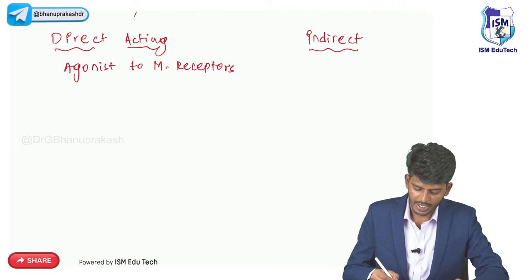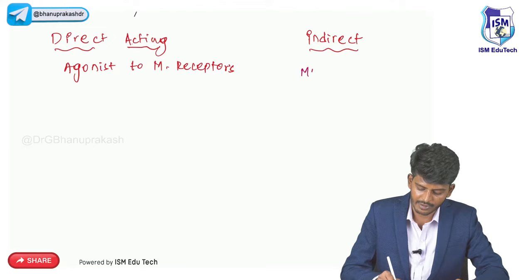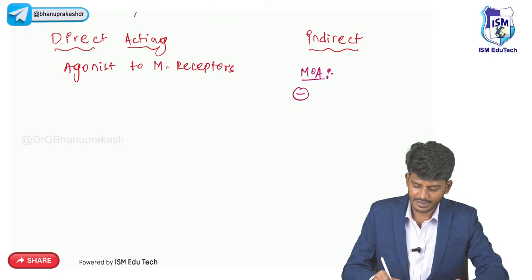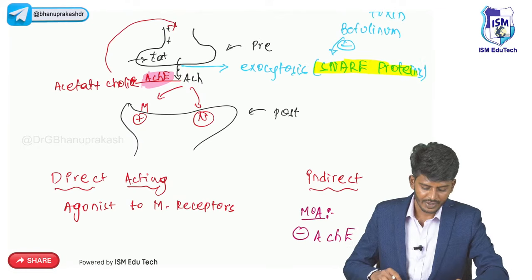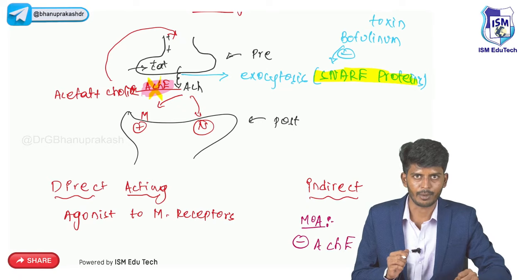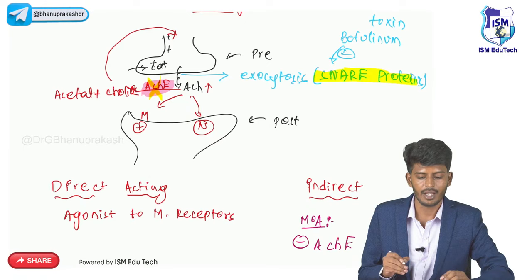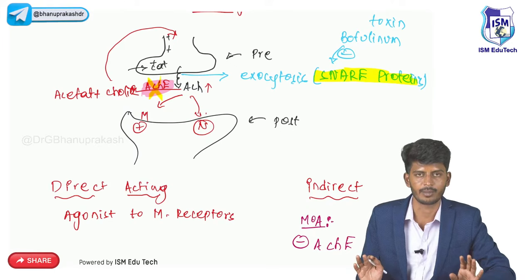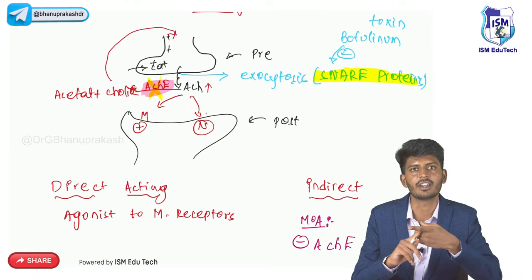Okay, now indirect, what is the mechanism of action? This is a very important aspect. They will inhibit acetylcholinesterase. Let's go back and see: if I block this enzyme, acetylcholinesterase, what will happen? Automatically, acetylcholine will not be metabolized, so its quantity will increase. More acetylcholine means more activation of all the possible receptors. So inhibition of acetylcholinesterase increases acetylcholine and increases parasympathetic activity. Right? So these are the indirect acting drugs.